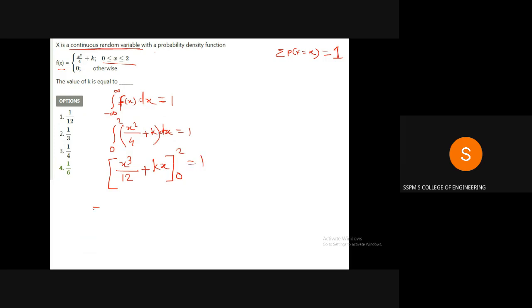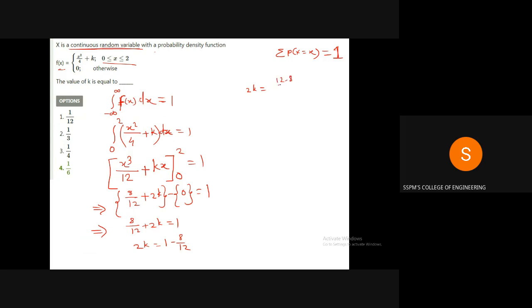So now we will put the upper limit first. What is the value when the upper limit is put? 2 cube, that is 8 by 12, plus 2k, minus the value when the lower limit is put, which is 0. All the terms contain x, so if you put x equal to 0, we have the value 0. So this is equal to 1. Now we have 8 by 12 plus 2k is equal to 1. That is, 2k is equal to 1 minus 8 by 12. That is, 2k is equal to 12 minus 8.